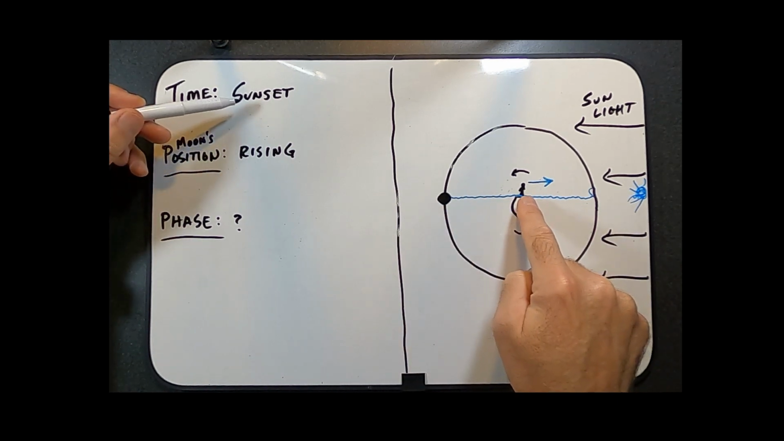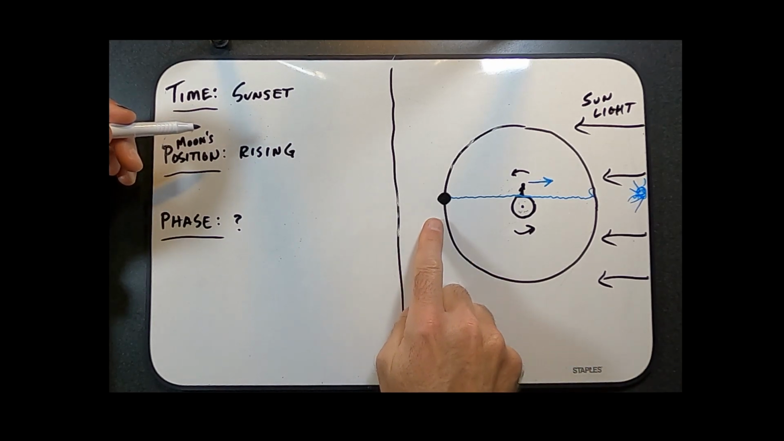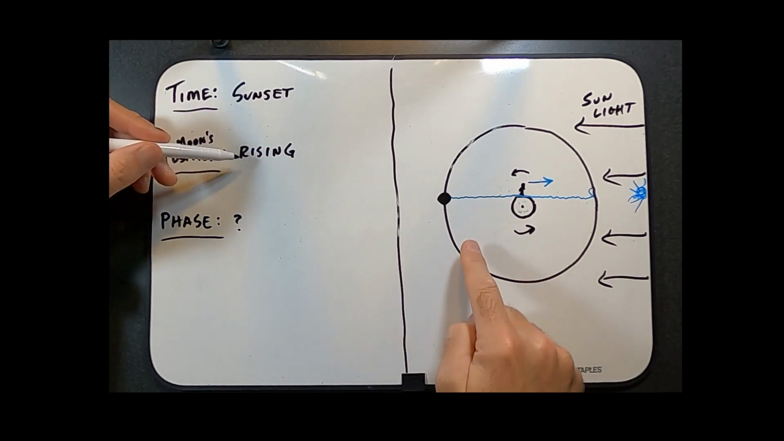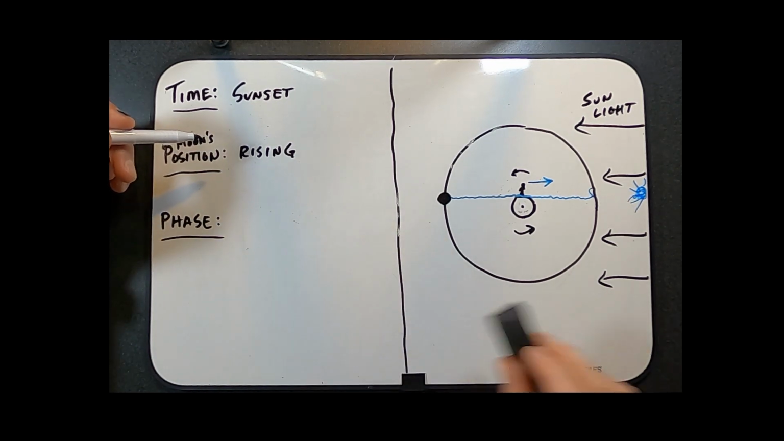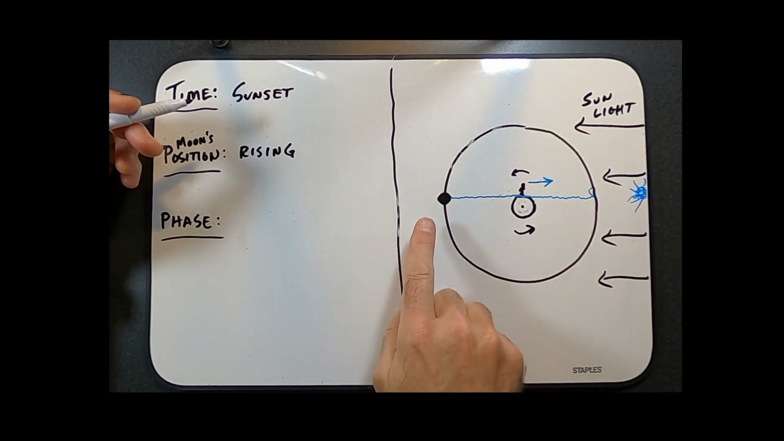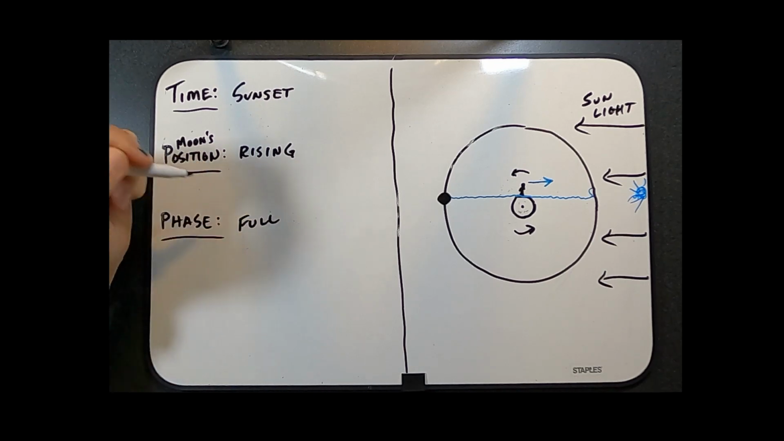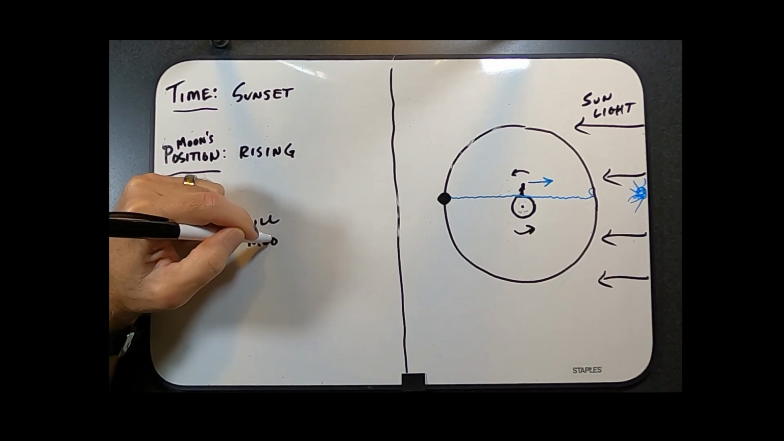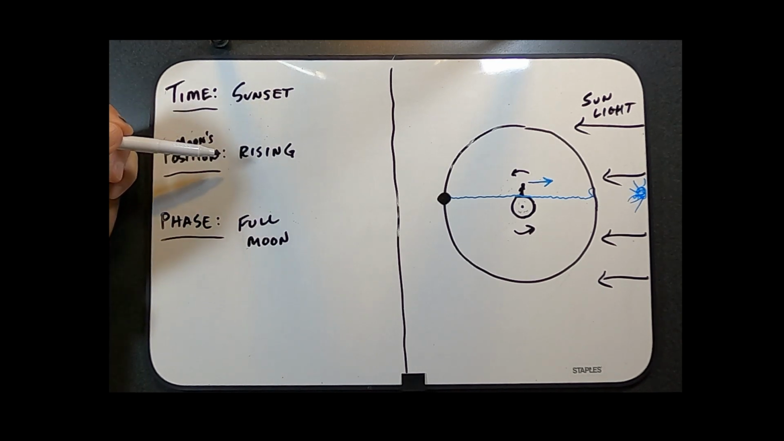So the time of day is sunset, the moon is rising. The final step is, what is the phase of the moon when those two things are true? And you can see that if you have your diagram and you understand the concept of where the moon is at each phase, you'll notice that this is the position of a full moon. So a full moon is the phase when it's sunset and you're watching it rise.